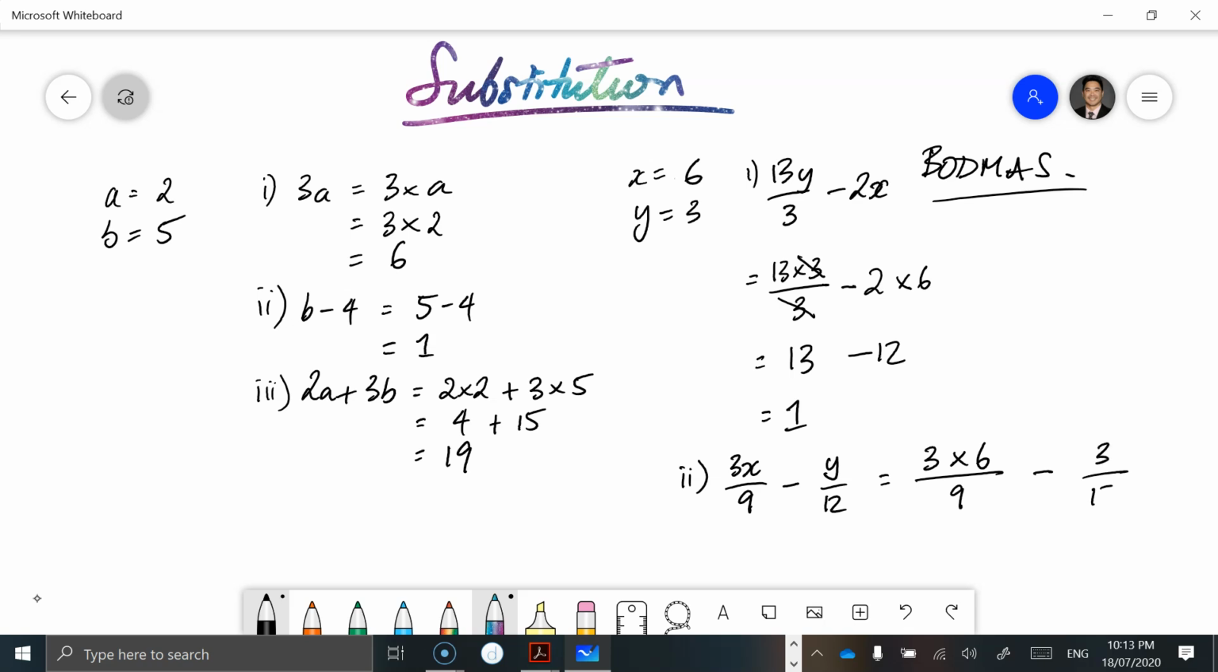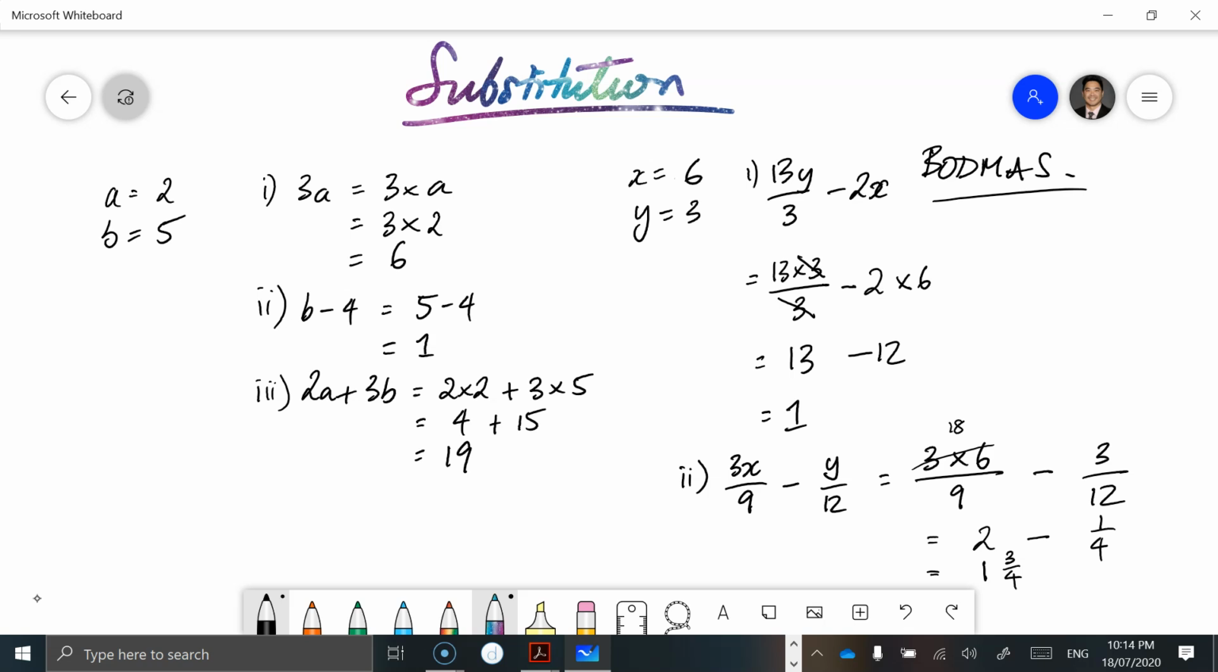Okay, so what we have here, we know that 3 divided by 12 is a quarter. And 3 times 6 is 18, and 18 divided by 9 is 2. So we've got 2, take away a quarter, and what you're left with is 1 3/4, or you could say 1.75. But in this case, because we started off with fractions, we're going to finish off with fractions.